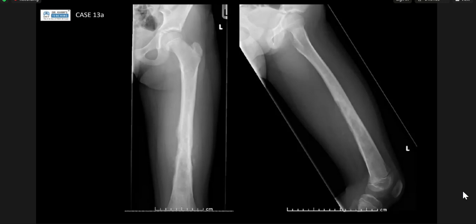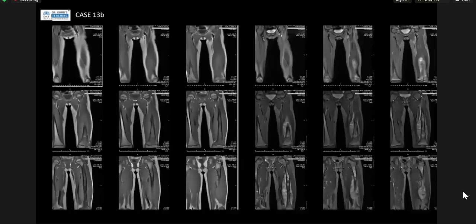In this age group, I will go first with osteosarcoma, also Ewing sarcoma, and osteomyelitis. I will need to do CT cross-sectional imaging with contrast and also MRI for further delineation. Okay, and MRI T2.